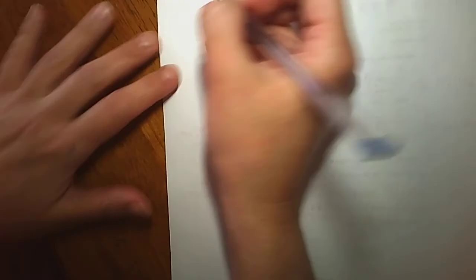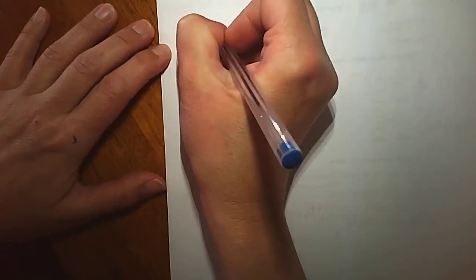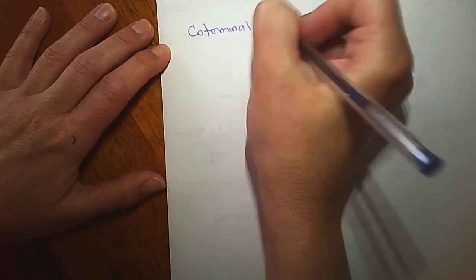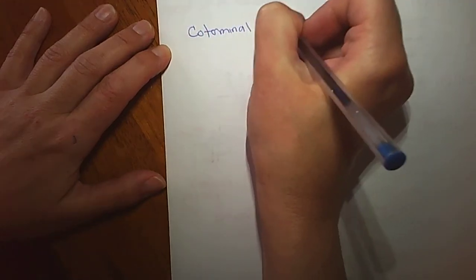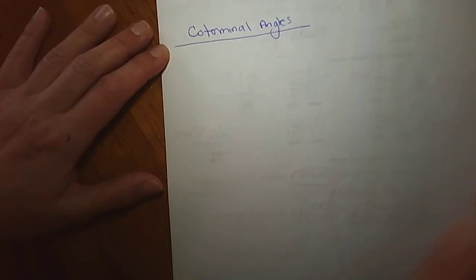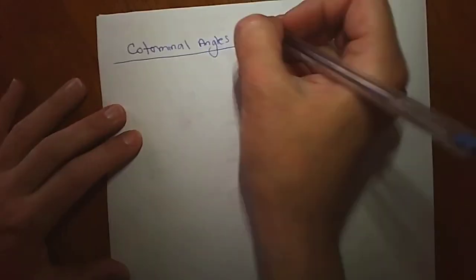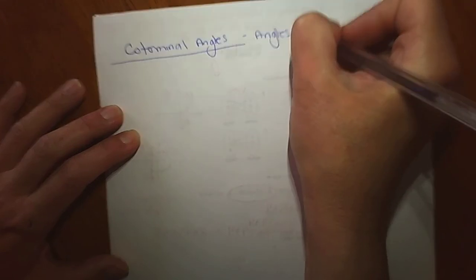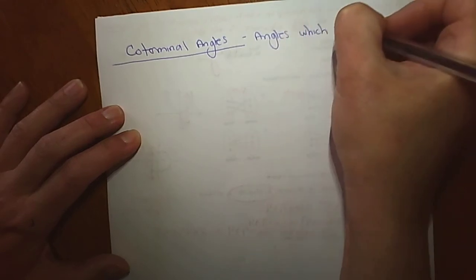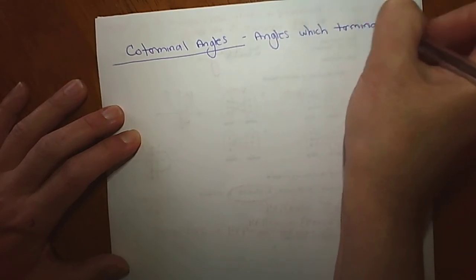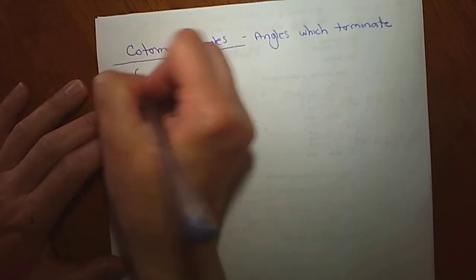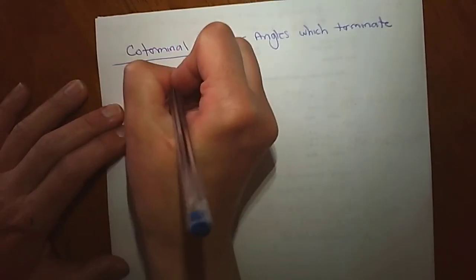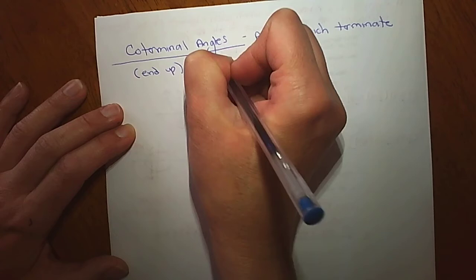All right, and finally, one more thing I want to talk about. I want to talk about coterminal angles. Okay, coterminal angles. These are angles which terminate, right? You put parentheses, end up, at the same place.